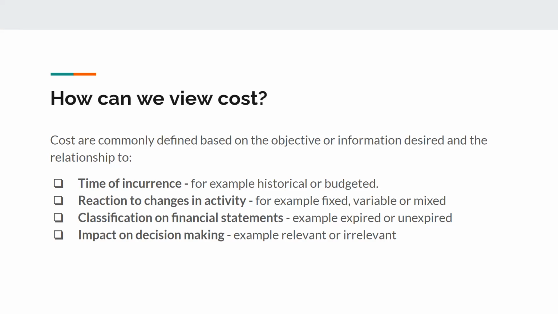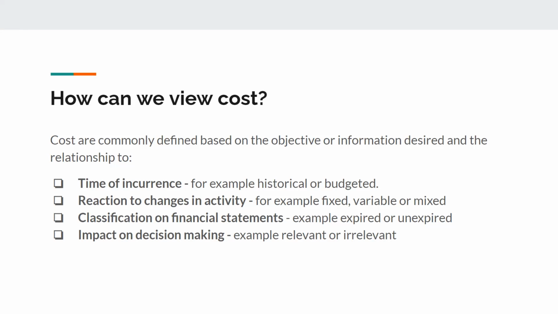And this is usually in relationship with different things. These things include the time of incurrence. So we have historical costs or budgeted costs. Historical costs would be costs that have already been incurred, whereas budgeted costs, sometimes we could forecast what we anticipate the cost to be in the future. So that will give us an idea in terms of what our possible profit margins are.